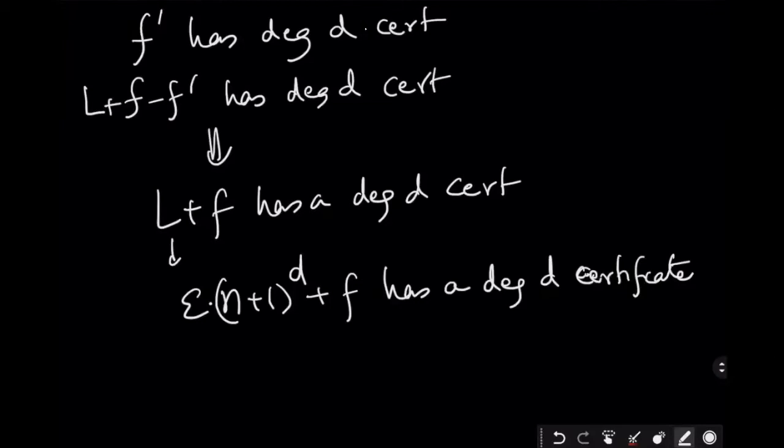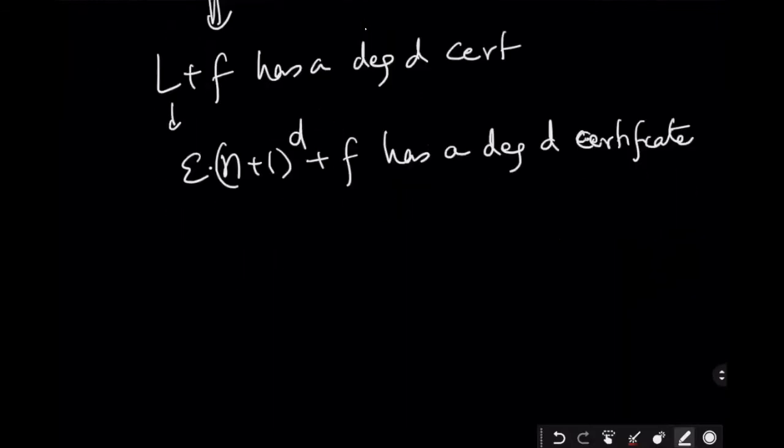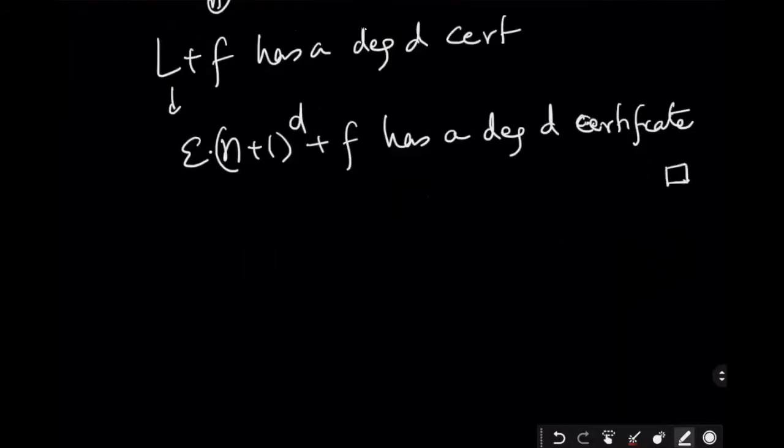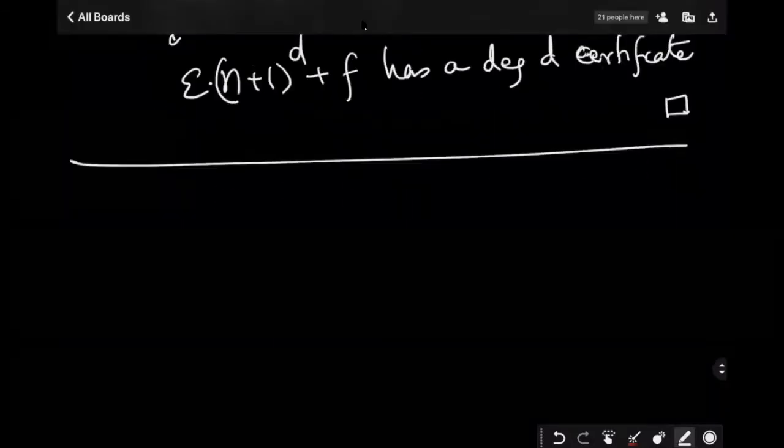Okay, so again, 30 seconds pause to take questions. Good. So what have we learned? We have learned that whenever there is a degree d certificate, we can in polynomial time find a certificate for f plus epsilon, and where the polynomial has some dependence on log of 1 over epsilon.